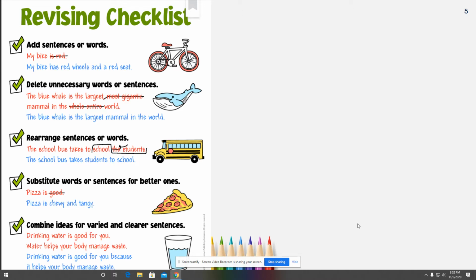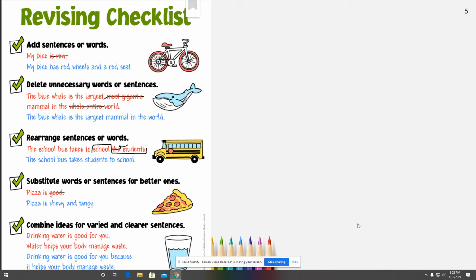Delete unnecessary words or sentences. The blue whale is the largest, most gigantic mammal in the whole entire world. There are a few things in here that aren't necessary because they're basically saying the same things or irrelevant information. Instead, I would say the blue whale is the largest mammal in the world.